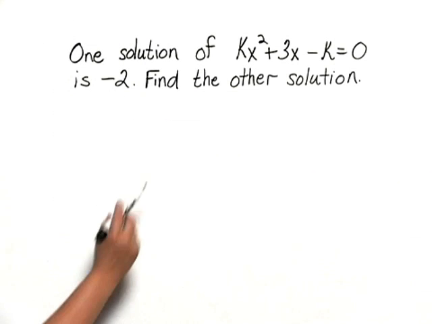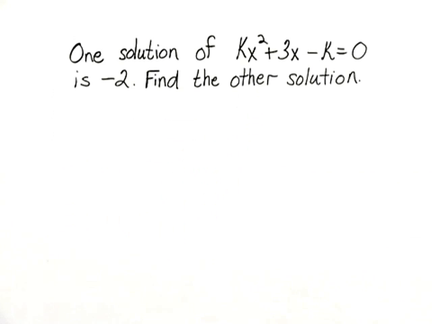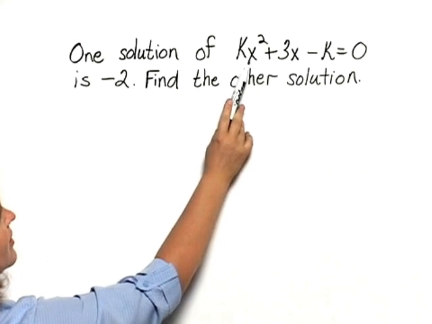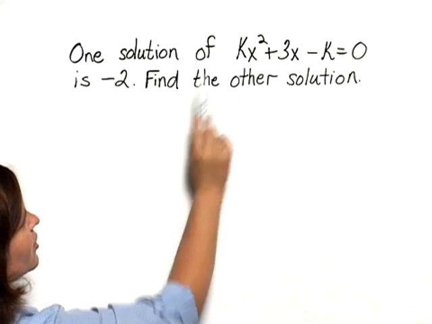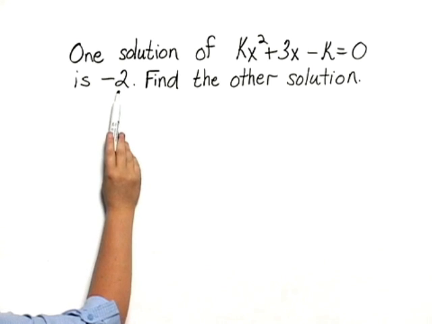One solution of kx squared plus 3x minus k equals 0 is -2. Find the other solution. Let's take a look at the equation we're given. We have a k in it and we have an x in it. So we can't solve for one variable really because there are two of them. But we do know a value of x that makes this true.